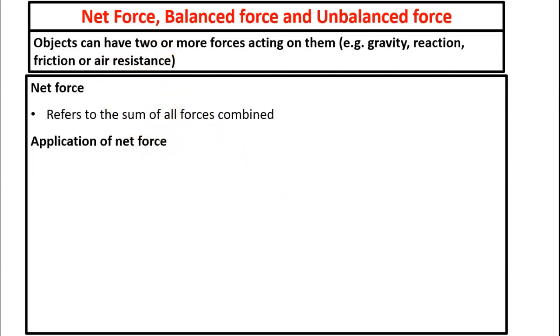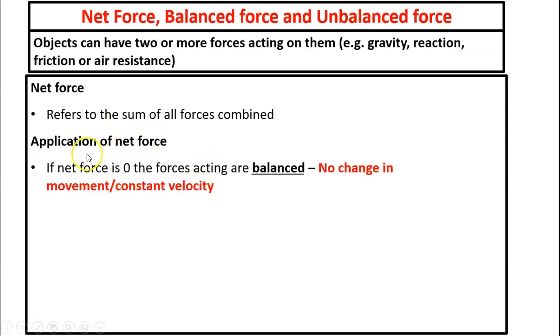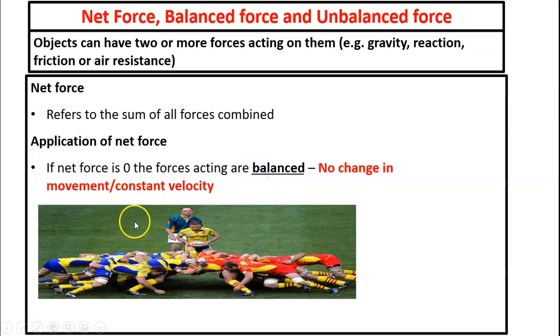If you have a net force of 0, the forces acting are balanced, which means there is going to be no change in movement. That might be that it's stationary, or if you're already at a velocity, you stay at a constant or uniform velocity. So if the net force is 0, the forces acting are balanced. For example, if you look at a rugby scrum there, the net force is 0 because the sum of all forces is 0, they're balanced, that force is equal to this force, net force 0, balanced, there's no change in movement, they're just stuck in that position.